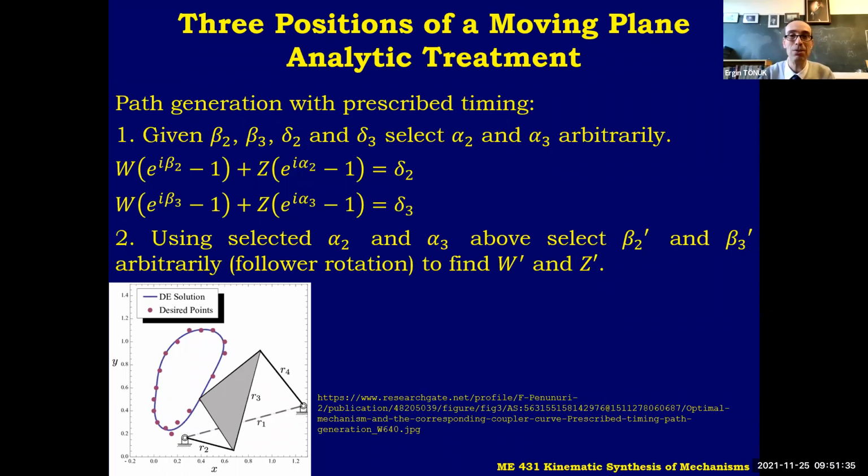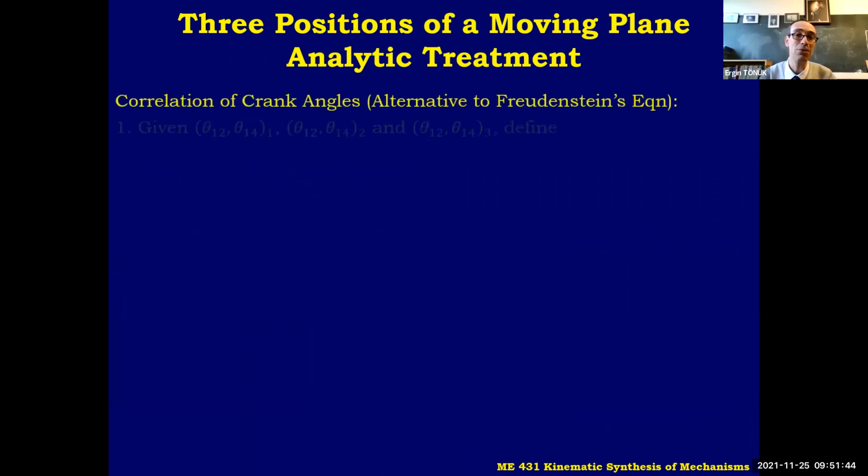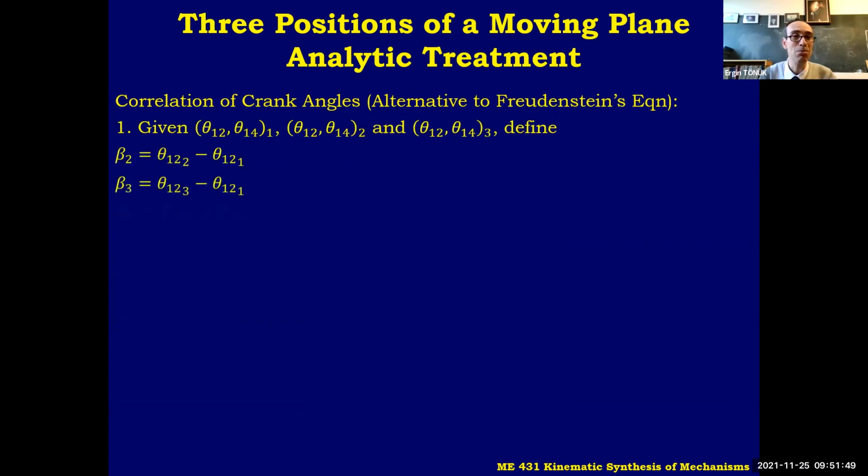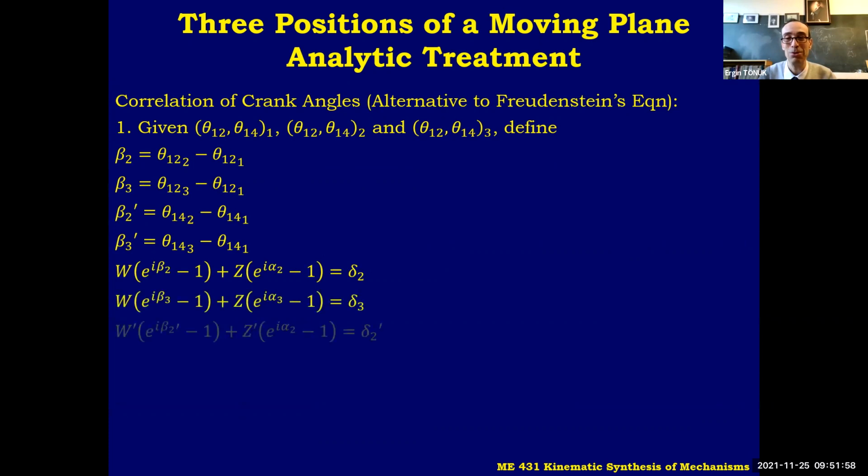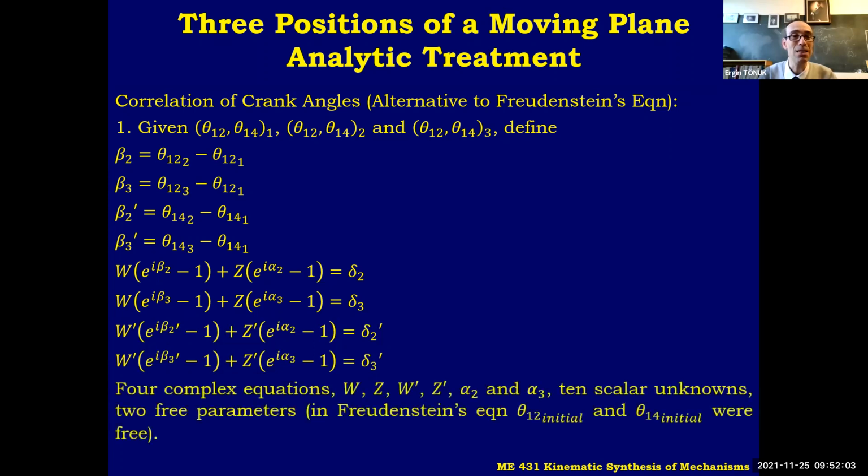We can use the dyad equation for correlation of crank angles as well, which would be an alternative to Freudenstein's equation. Two students of Freudenstein, Erdman and Sandor, developed an alternative method to their mentor's equation. But what is smart about Freudenstein's equation is it's real, and in terms of link length parameters K1, K2, K3, it's linear.